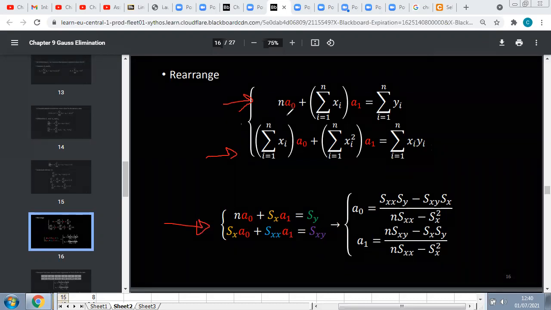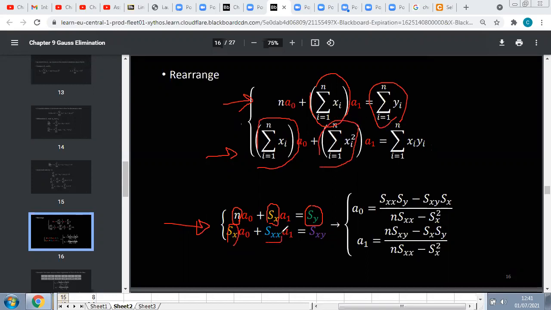Okay, so here we have for the first equation the coefficient of a0 is n, the coefficient of a1 is the summation of xi, which is sx, while the b coefficient is the summation of yi, which we can call sy, to have a simpler notation. Now for the second equation, we have the coefficient of a0 is sx. The coefficient of a1 is the summation of xi squared, so we call it xx. And for b, we have the sum of xiyi, we call it xy.